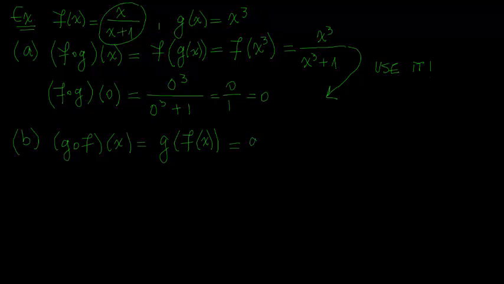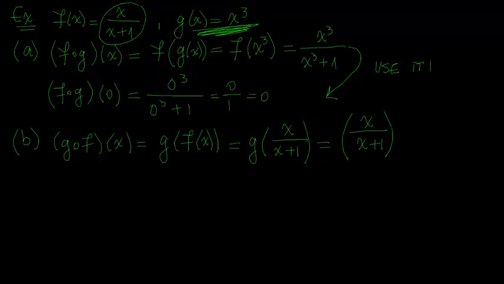So I evaluate g at the rule of f of x, which is x over x plus 1. Looking at the rule of g here, if I had g of 3, you'd have 3 cubed. So I replace the x now by the full parentheses x over x plus 1, everything to the power of 3. You notice how the x got changed and I replaced it by this parentheses x over x plus 1.